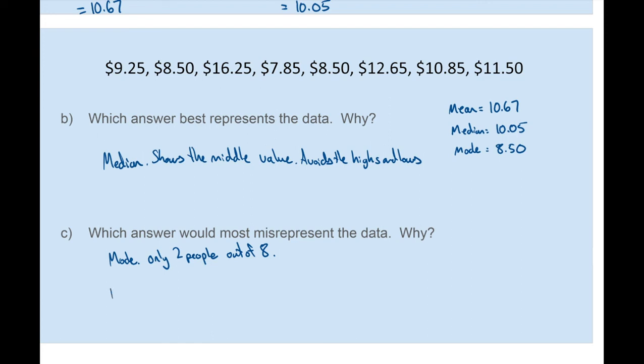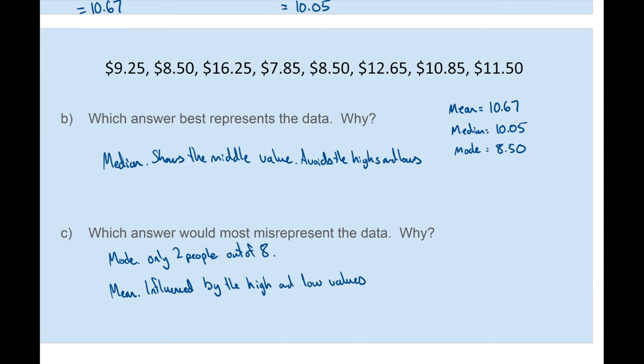You could also say the mean, because it's influenced by the high and low values. That high value of 16.25 raises our average, or raises our mean. The low value could also affect it by pulling it down a bit. So again, the mean is influenced by those extreme values. It depends on what you're looking at.